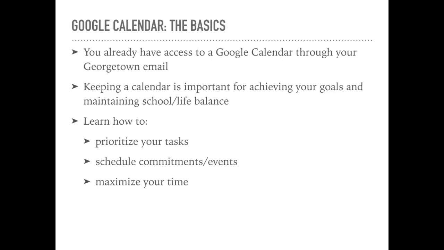Let's start with the basics. As a Georgetown University student, you have access to a Google Calendar through your Georgetown email account. Your Google Calendar can be accessed by clicking on the Google Apps menu icon located in the upper right-hand corner of your screen. Maintaining a calendar is a vital aspect of your academic success. Not only does it allow you to track your goals, but also helps you maintain a school-life balance. In this workshop series, you will learn how to prioritize your tasks, schedule commitments and events, and maximize your time.